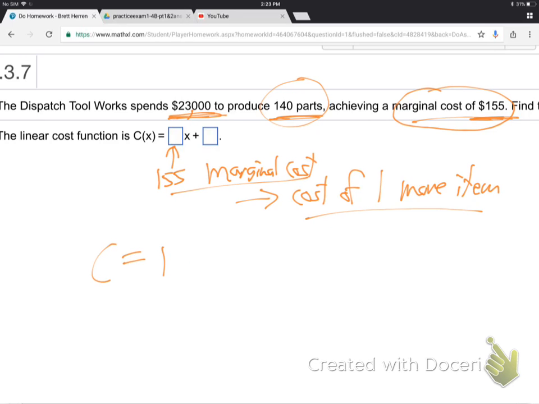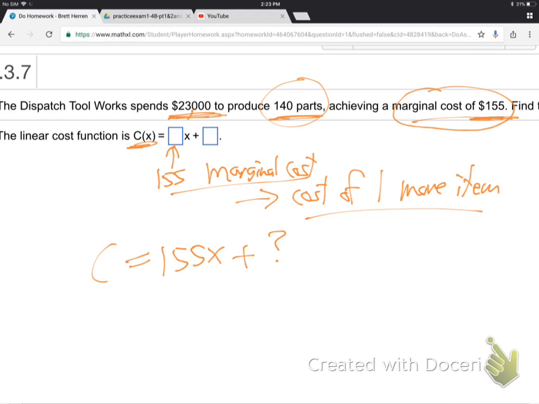So cost is 155X. So far, so good. And then what goes at the back, I'll just put a question mark for now. They had C of X. You can put the X if you want. I'm just going to call it C. It doesn't matter. That X is just a function spot. So I've almost got it, but I have to find out what goes at the back.